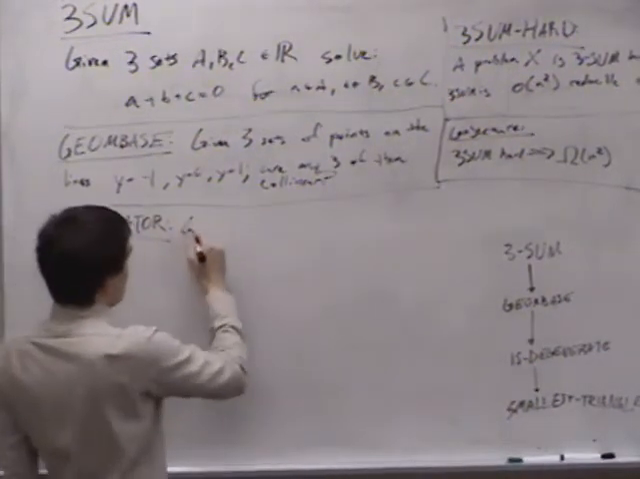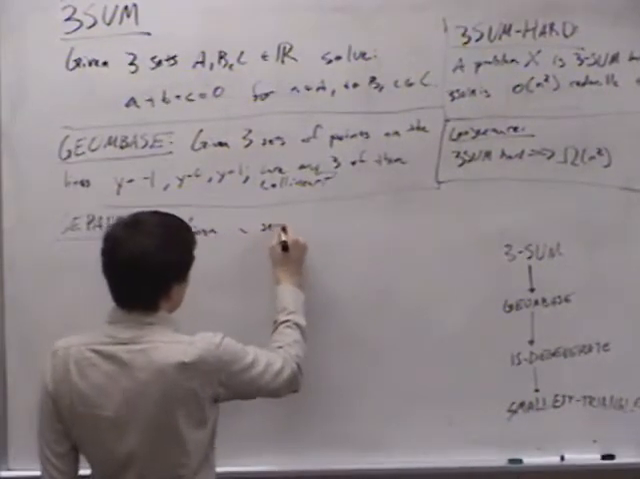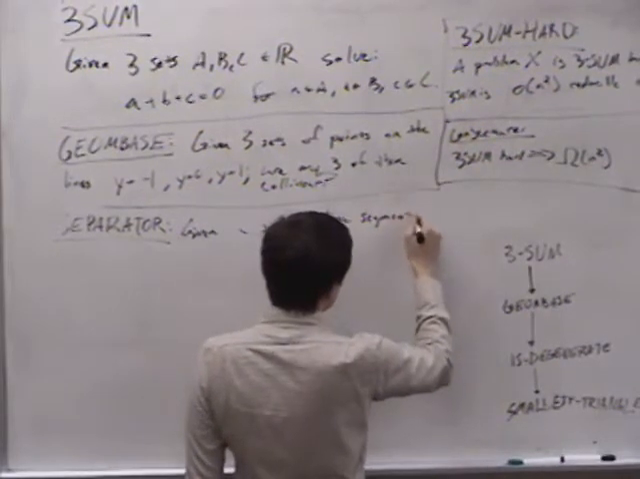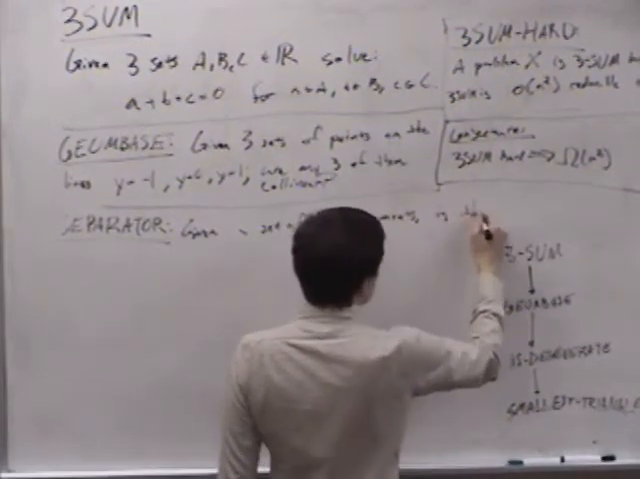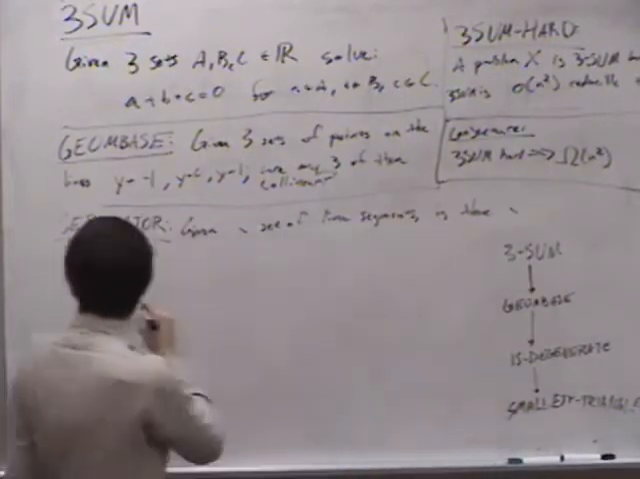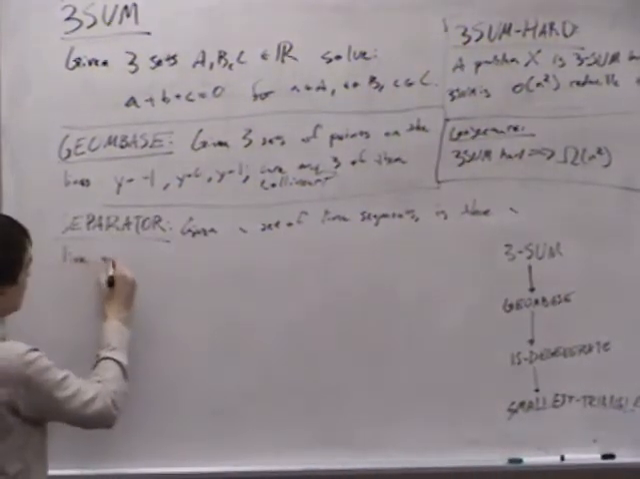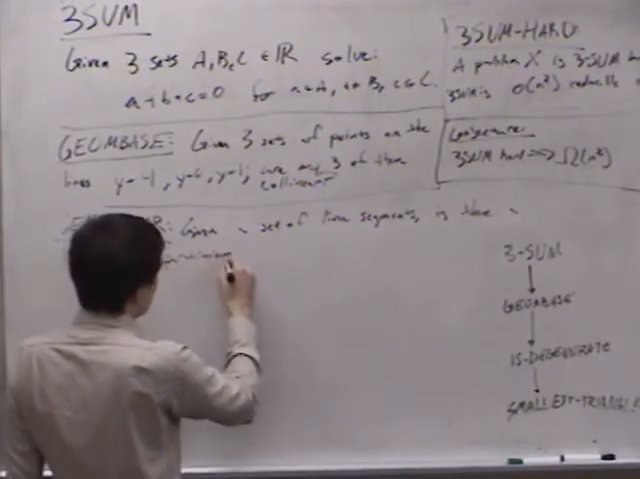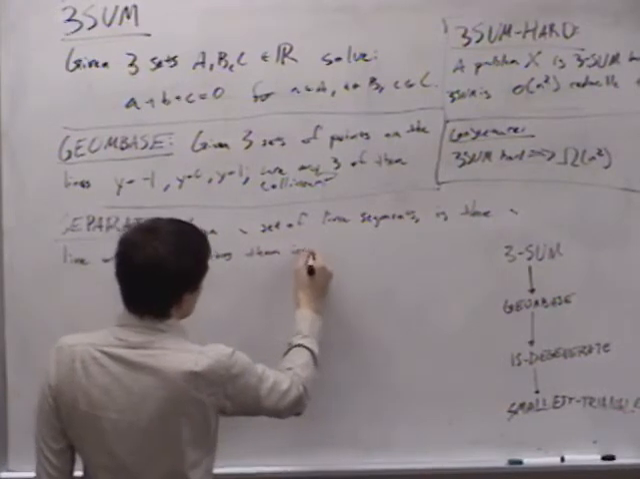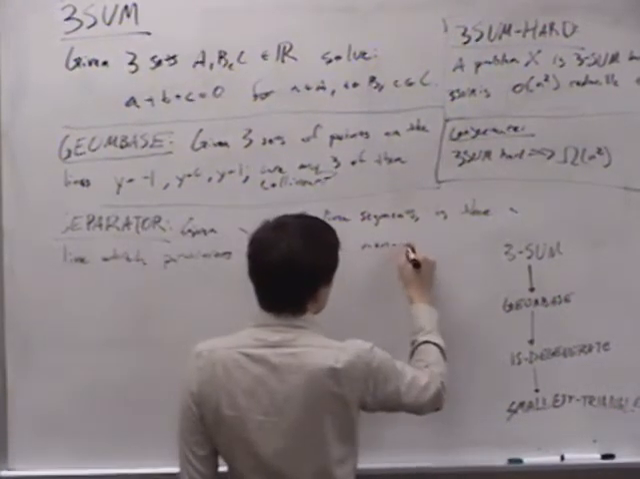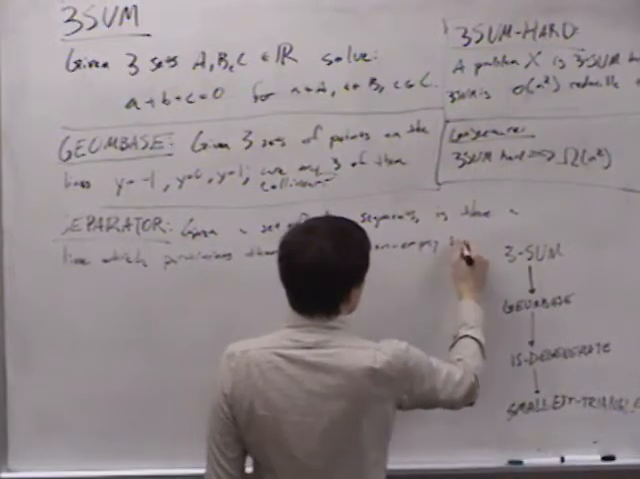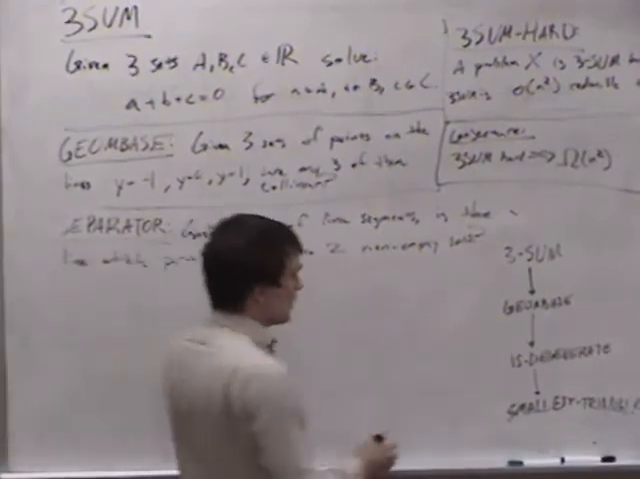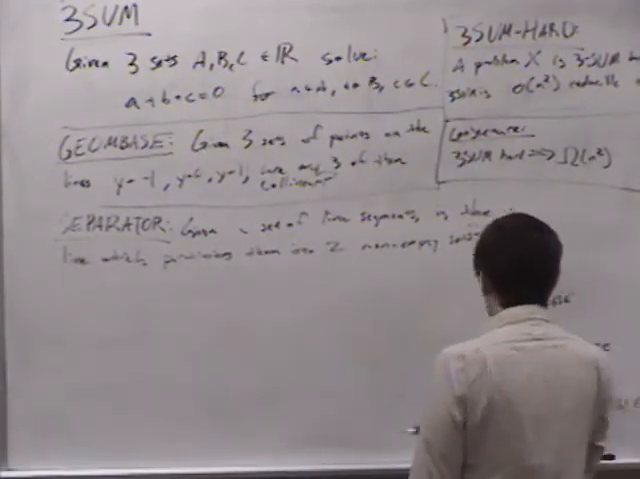So, given a set of line segments, is there a line which partitions them into two non-empty sets? I should also point out that each of these is a linear time reduction, right?